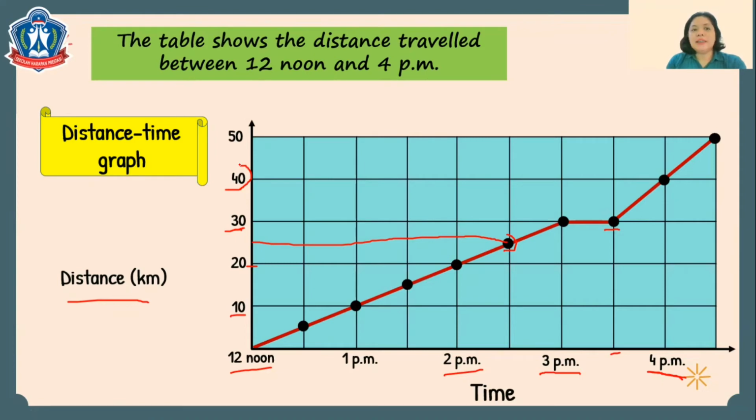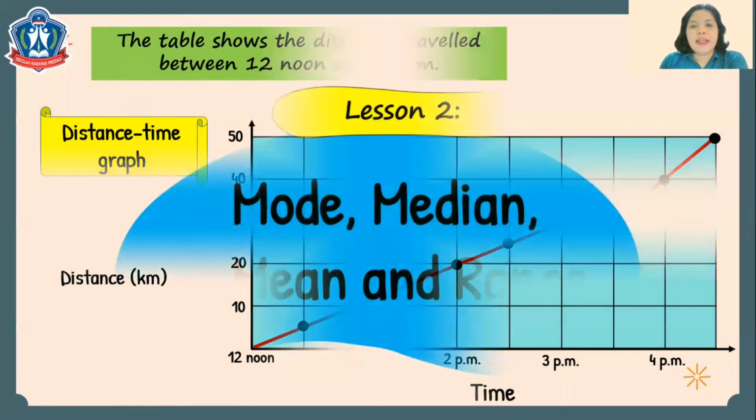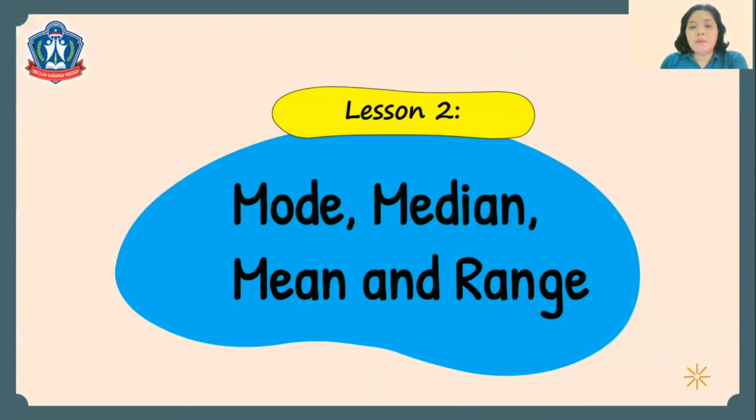So this is what we call a distance-time graph. It shows the relationship between the distance traveled and the time. Okay, P6. During our Zoom meeting, I will discuss more about different kinds of line graphs. Let's go to lesson 2: mode, median, mean, and range.